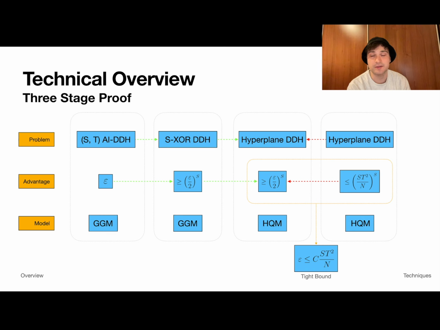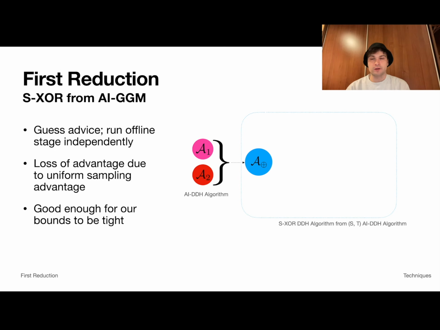At the end of the day, the bounds that we prove in the hyperplane setting are good enough that they imply both the new bound for SXOR and the KXOR lemma, as well as the main preprocessing result. The first reduction in our proof is relatively simple.